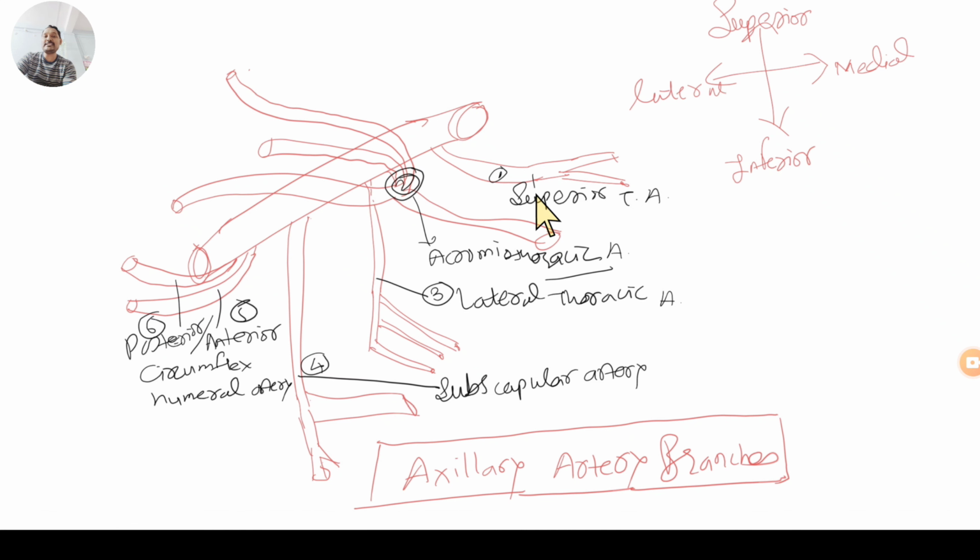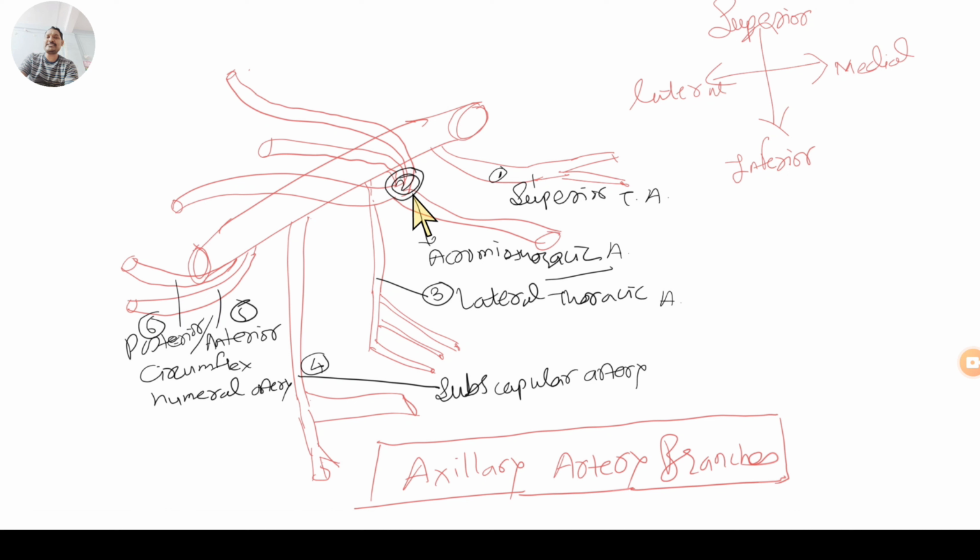All these arteries have a distribution, and many of the arteries, in the name itself, suggest what they supply or their location. The superior thoracic artery supplies your pectoral muscles and the upper part of the thorax. The acromiothoracic further divides into 4 branches: pectoral, deltoid, clavicular and acromial.